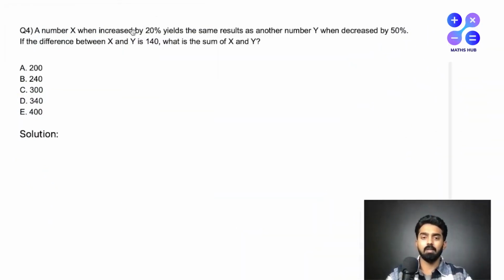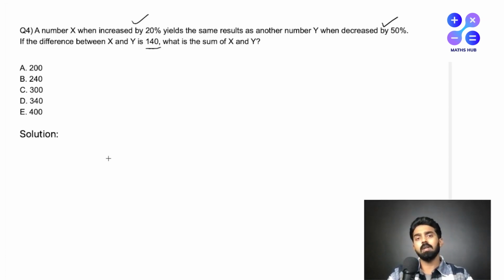Okay, let's look at question number 4 now. The question says, a number x, when increased by 20%, yields the same result as another number y when decreased by 50%. Right, so that's pretty clear. If the difference between x and y is 140, what is the sum of x and y?